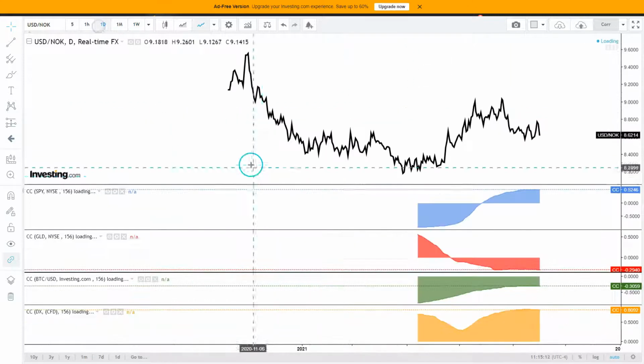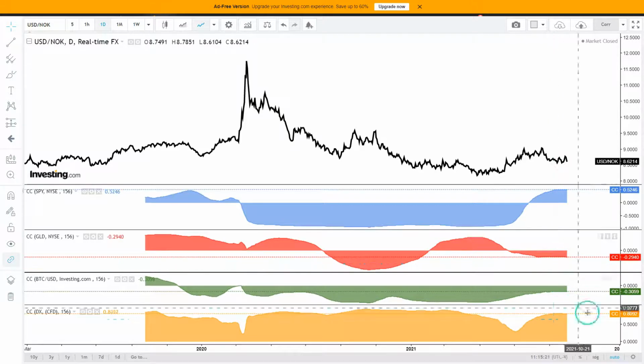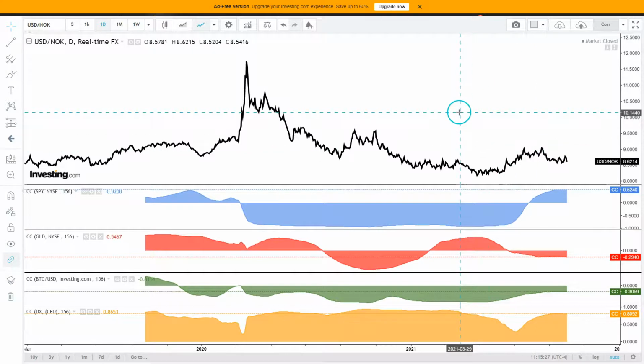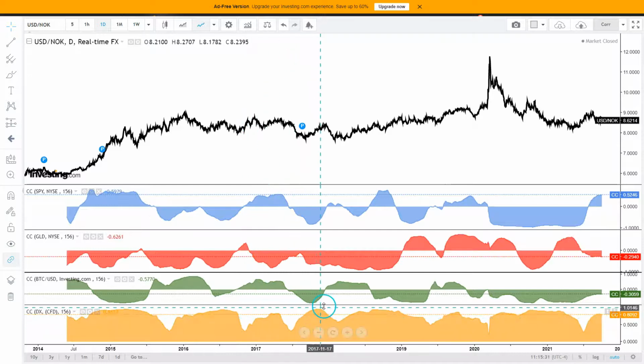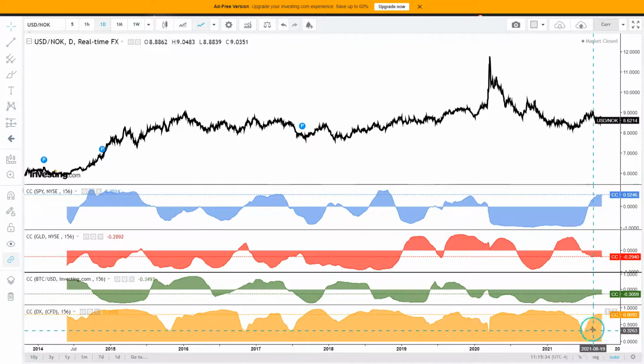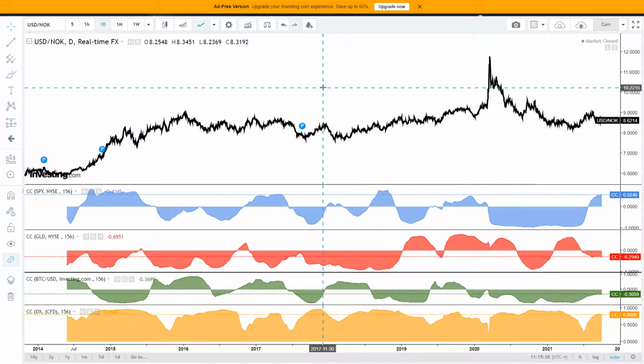explain. If we go here to the daily data points, 52% positive with the S&P 500, minus 29% here with gold, almost the same with Bitcoin, and 81% positive with the dollar index. So looking longer term, the relationship with the dollar index can certainly fluctuate over time, and it is currently at the high part of that long-term range.